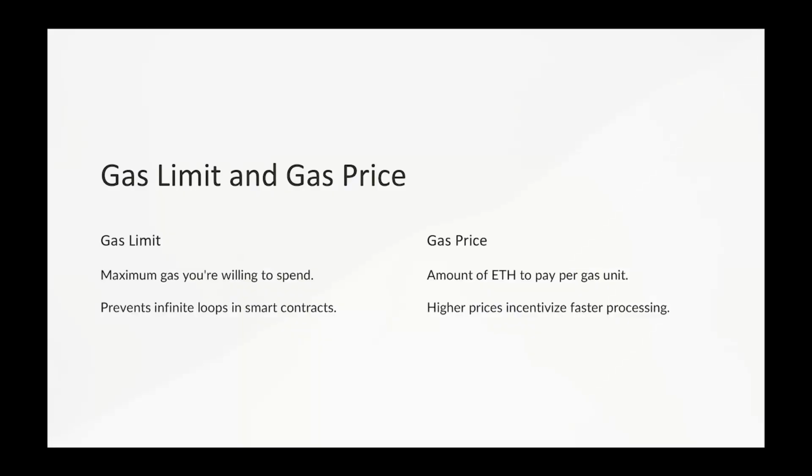But what is gas limit and gas price? Gas limit is the maximum gas units you are willing to use for your transaction. Note that the gas used in the end may be less than the set limit. Gas price is the amount of ether to pay per unit. The higher the price you set, the faster your transaction will be.